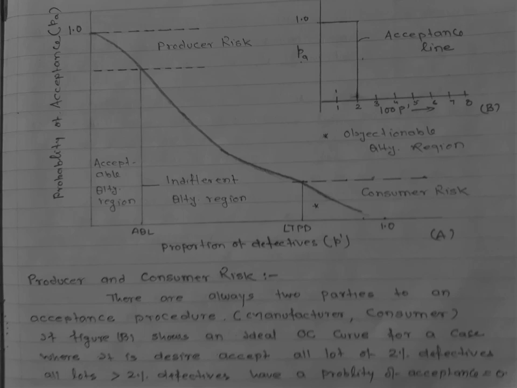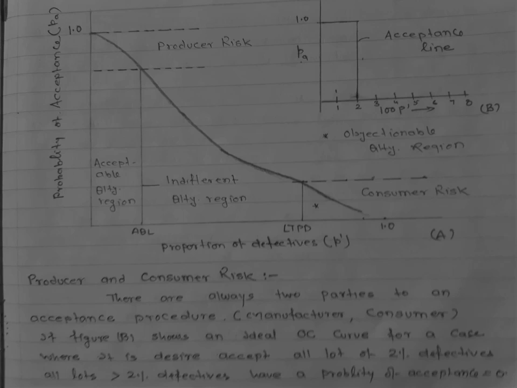So from this to the 1.0, it is called the producer risk, and at LTPD, from the horizontal X axis, it is a consumer risk. So with the help of this operating characteristics curve, we can define the producer risk as well as the consumer risk. In the left of AQL, that is called the acceptable quality, and right of LTPD, it is the objectionable quality region. So first we have to discuss the producer risk.